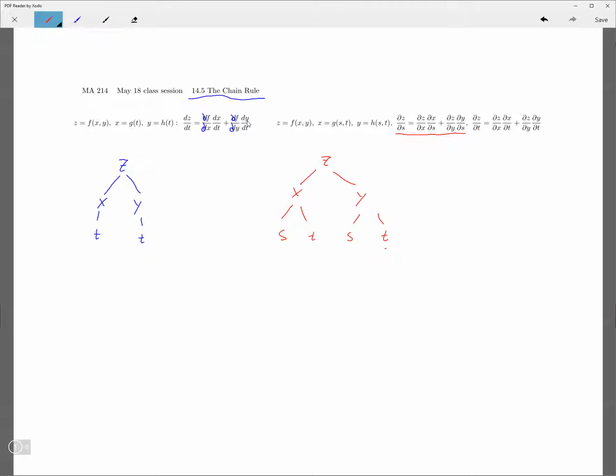And these are just a couple of examples of what could happen. But essentially, you have to look at each problem and figure out what the main variable is, what the intermediate variables are, and what the completely independent variable down here is.